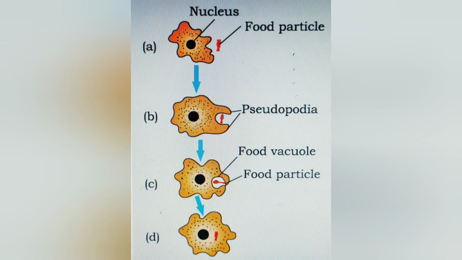Another example of a unicellular organism is the amoeba. In case of amoeba, food is taken in using pseudopodia that fuse over the food particle and form a food vacuole. Inside the food vacuole, complex substances are broken down into simple ones and then diffused into the cytoplasm. Remaining undigested food material moves towards the cell surface and is thrown out.